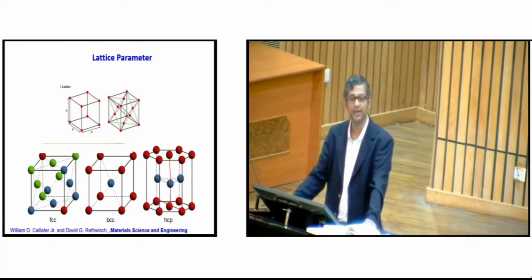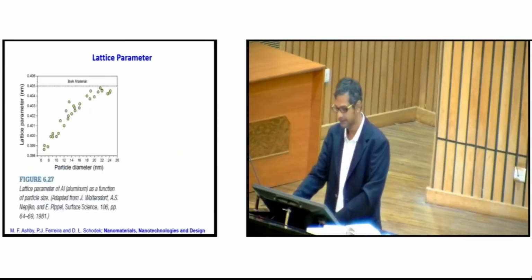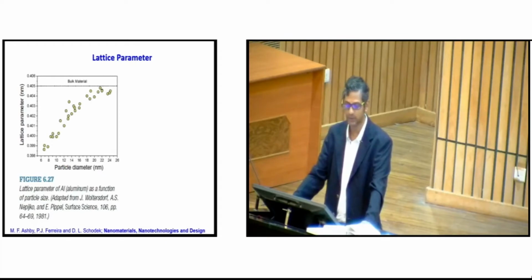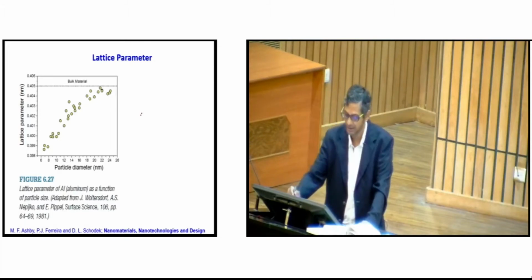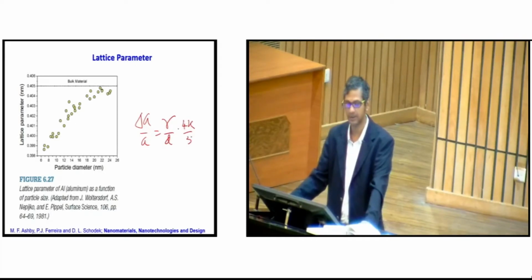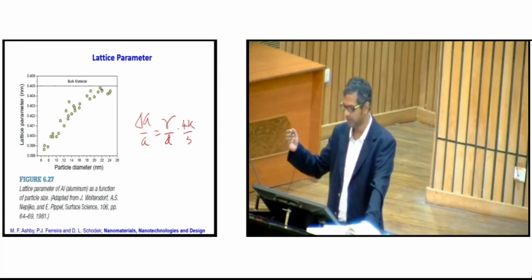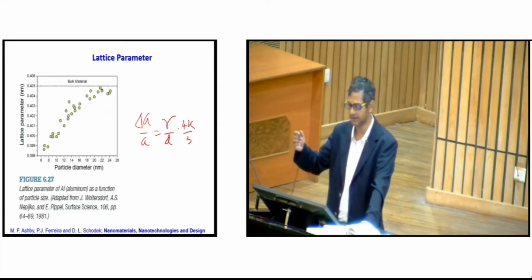So, they are dependent on the size and the surface energy. And in fact, they are related with the relationships I have discussed, okay? Delta a by a is inversely proportional to the size and directly proportional to gamma, right? That we have discussed. Delta a by a is equal to gamma by d into 4k by 3, okay? Remember that. Now, k is the compressibility, right?